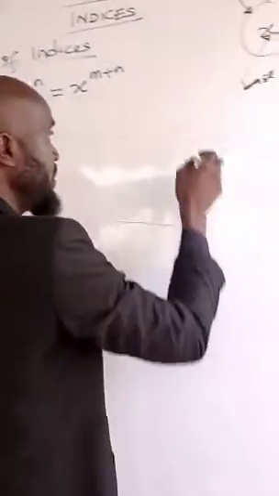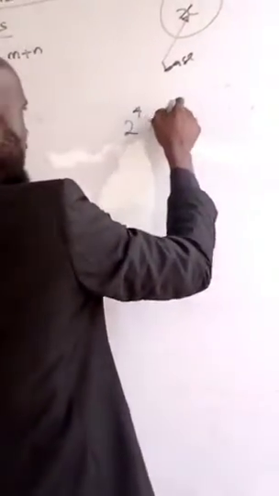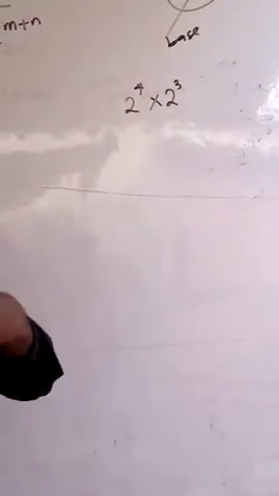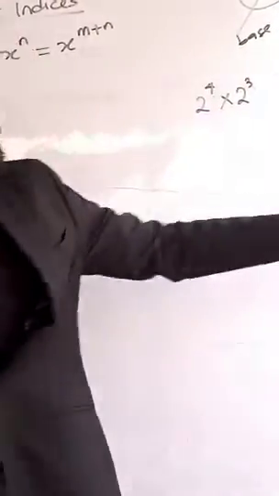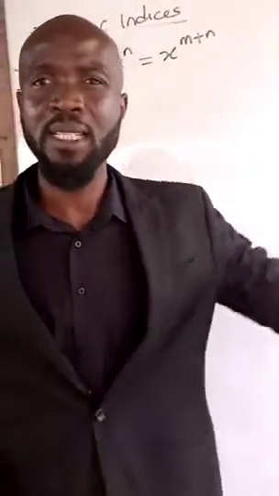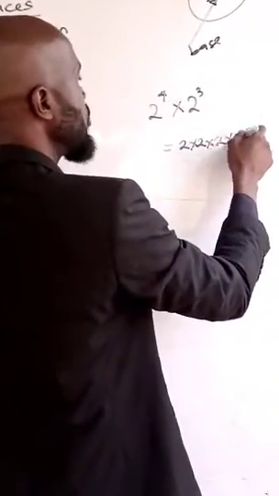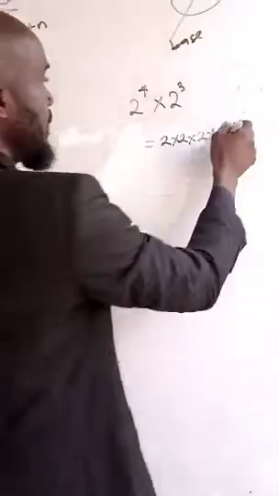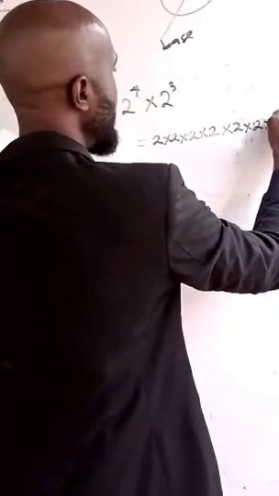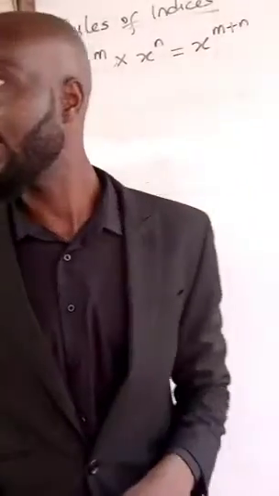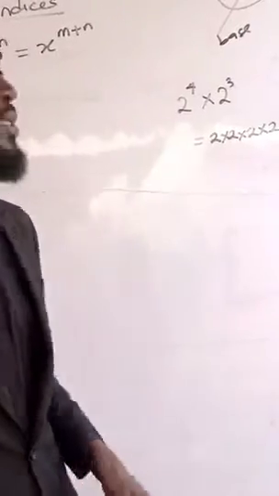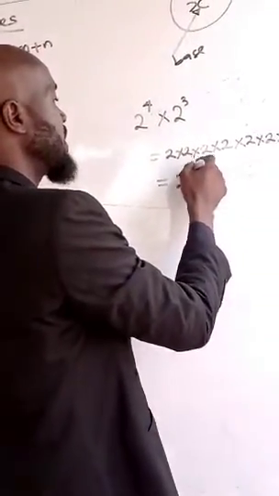Let's say for example you have 2 raised to power 4 times 2 raised to power 3. Now 2 raised to power 4 means multiply 2 by itself 4 times. 2 raised to power 3 means multiply 2 by itself 3 times. So if we do that, 2 raised to power 4, that's 2 times 2 times 2 times 2. 2 raised to power 3, multiply 2 by itself 3 times. So we have 2 times 2 times 2. Now all together, how many times is 2 multiplying itself? 7 times. So that means this is 2 raised to power 7.